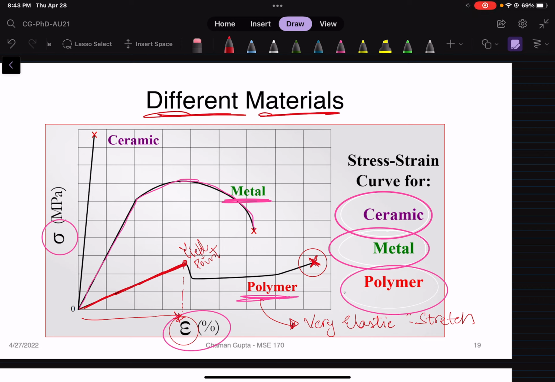On the other hand, a complete opposite example, let's look at the ceramics. This green line that I'm drawing is the ceramics. You'll note that the ceramic can sustain high stress. So they can take in a lot of stress, but they cannot stretch too much.